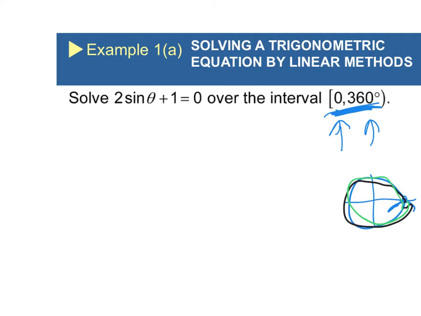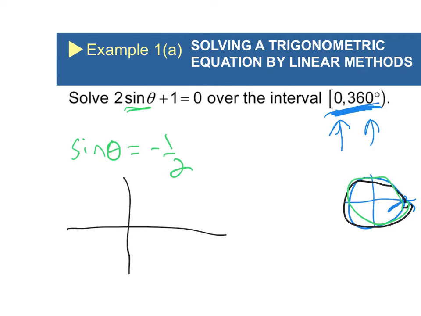How would I do this one? I need to isolate sine of theta. So I hope you see that sine of theta would be a negative half. Oh, okay, well, we just did a problem just like this, but now we must have sine to be negative, and where is sine negative? Down here, because the y value is negative.